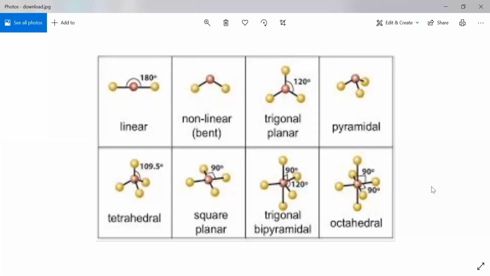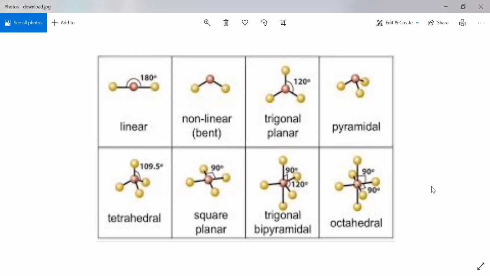So you have linear, nonlinear, which is bent like water. You have trigonal planar, which looks like a triangle, but it's flat. You have pyramidal, which is like a triangle, but 3-dimensional. You have tetrahedral, which is 4. You have square planar, which is going to be flat. You have trigonal bipyramidal, and you have octahedral. You want to start the degrees? Yes.